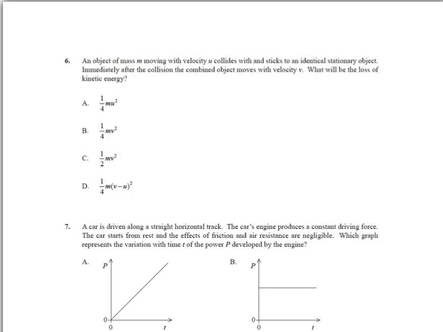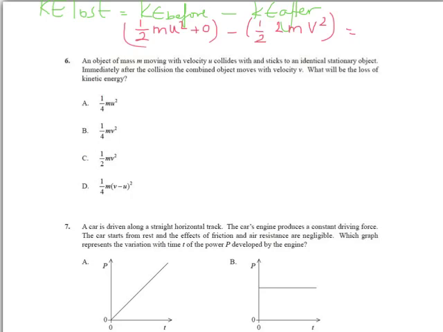So here we have a momentum question. An object of mass m moving with a velocity u collides with and sticks to an identical stationary object. Immediately after the collision, the combined object moves with a velocity v. What will be the loss in kinetic energy? Now, this is a complex question. They want you to do a lot for 1 mark. So let's just start with kinetic energy.